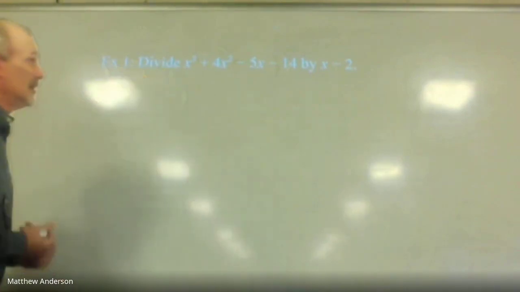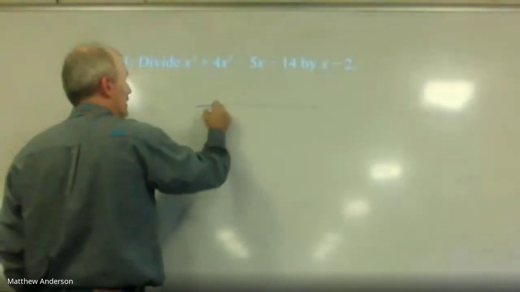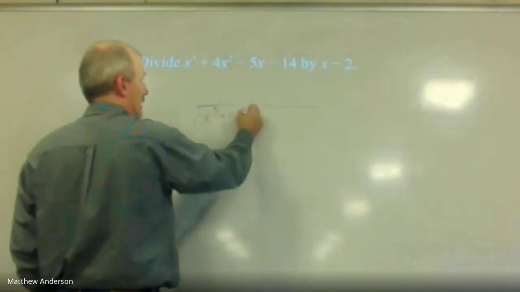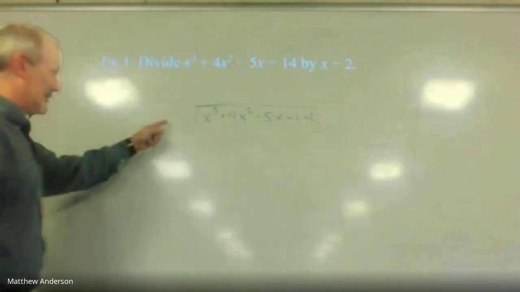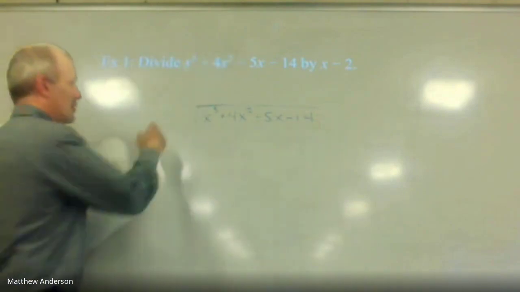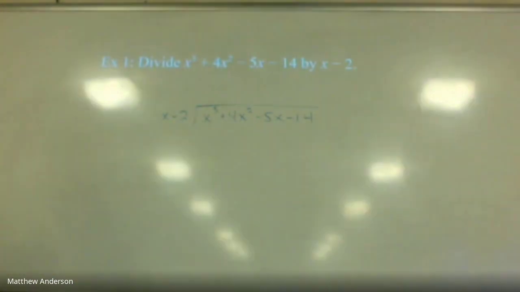All right. So this time, in our little division symbol here, we're going to have our x cubed plus 4x squared minus 5x minus 14. And then on the outside, we write down the x minus 2. Okay? Everybody okay with how we set it up? Now, here's the difference. We can't estimate how many times x minus 2 goes into that big thing because we have no idea how to estimate that. So here's what we want to do.